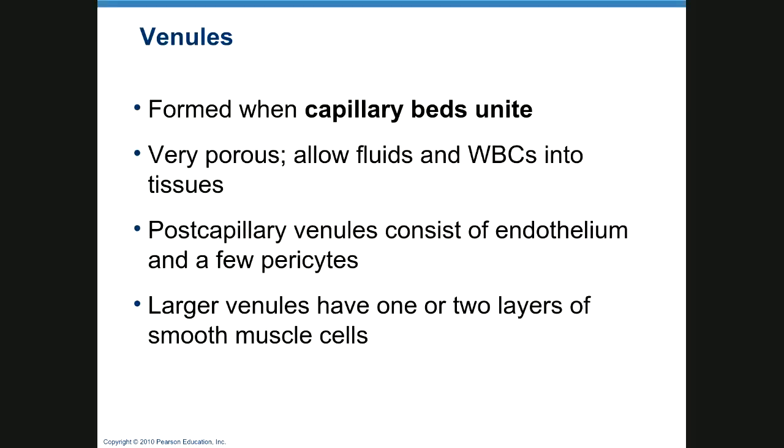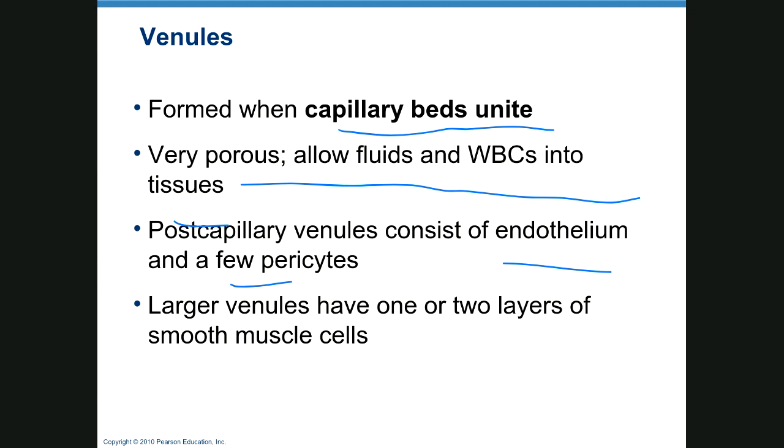Now, after the capillaries, we have venules. Capillary beds unite, and you get venules. These are still porous. White blood cells can get out easily. The early venules are just endothelium and pericytes, and then they get larger and larger. They start to have smooth muscle cells.